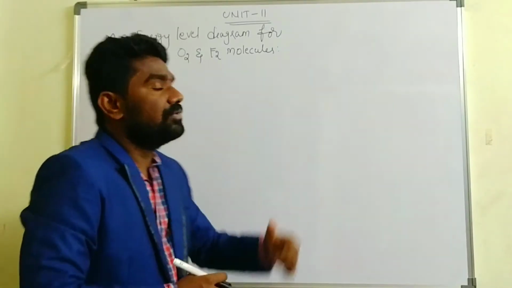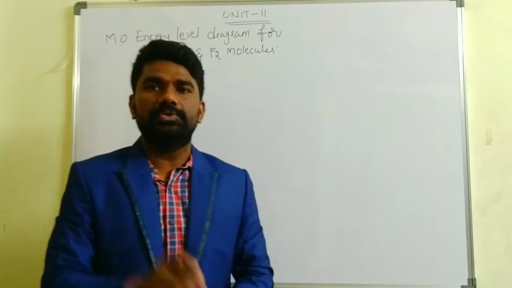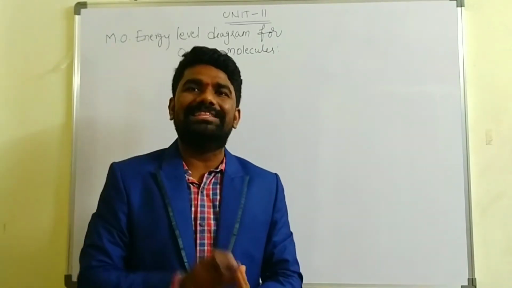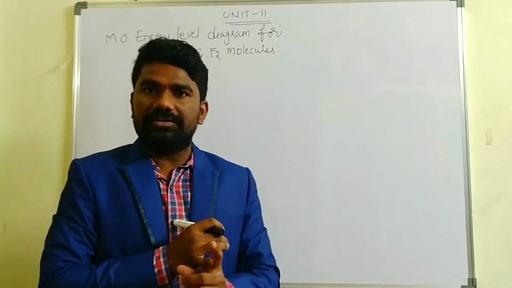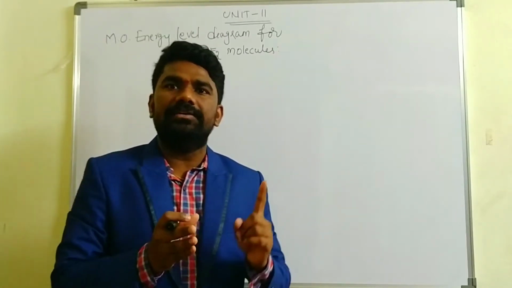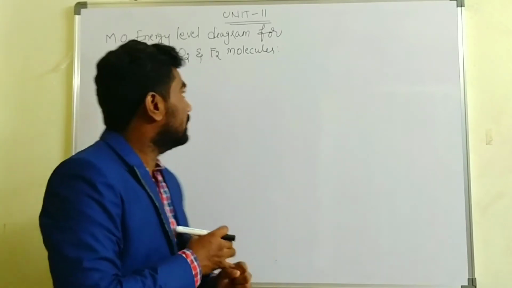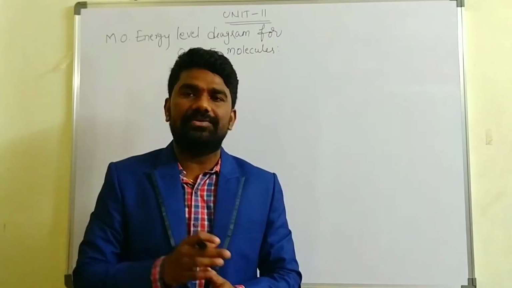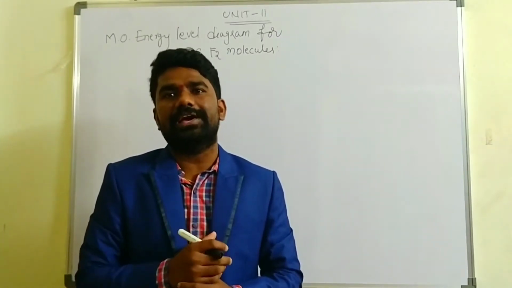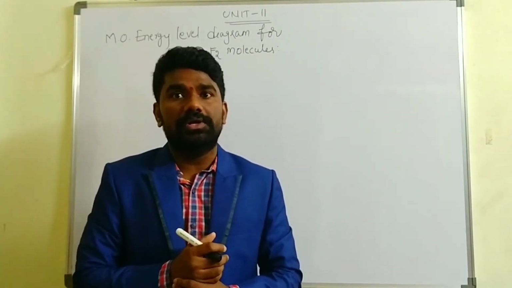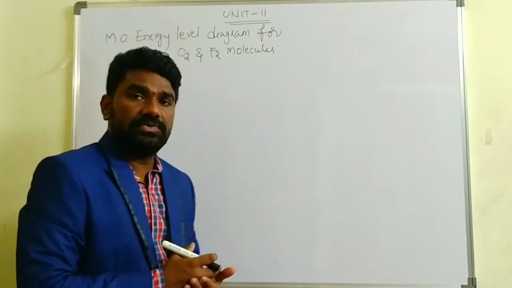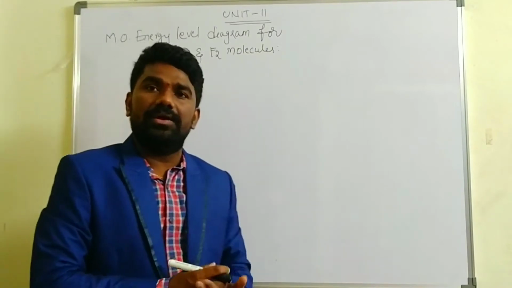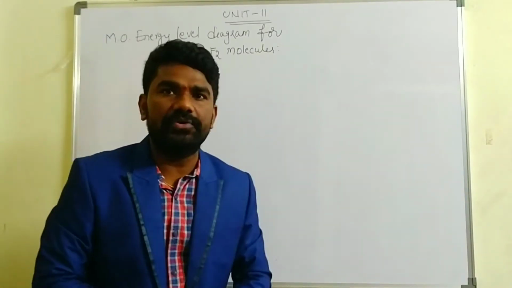oxygen and fluorine molecules. In your syllabus, you have the molecular orbital energy level diagrams of three molecules: nitrogen, oxygen and fluorine. In yesterday's class, we already finished the molecular orbital energy level diagram of the nitrogen molecule. In today's session, we will cover the MO energy level diagrams for the O2 and F2 molecules.